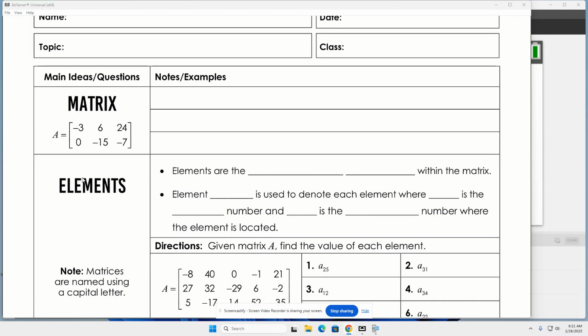So, matrix. A matrix is a rectangular array of variables or constants in rows or columns, usually enclosed in brackets.